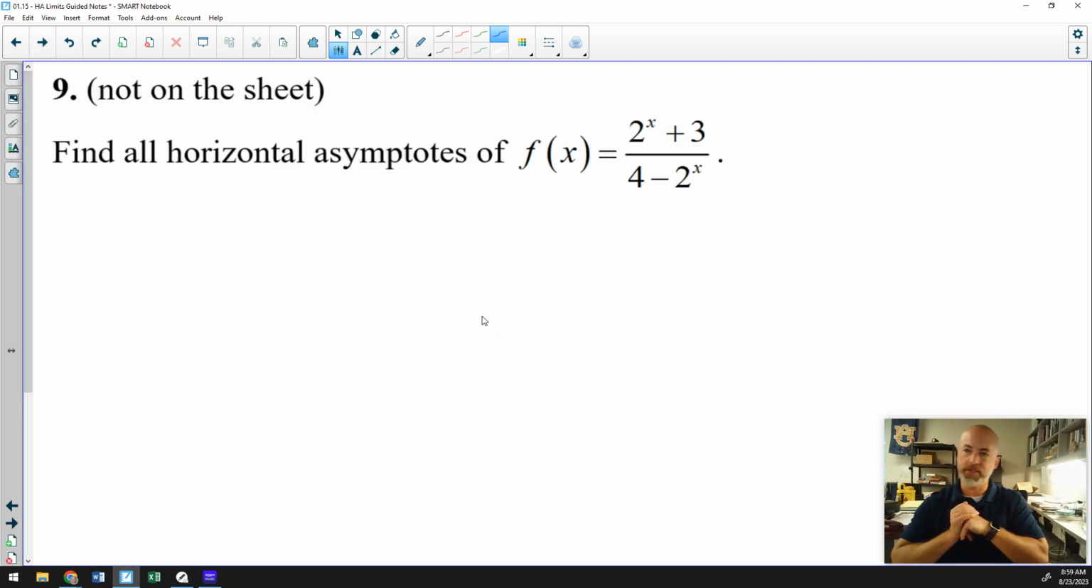It's a good question. And I'm simply going to say that if you're ever asked to find all horizontal asymptotes, you must consider x goes to +infinity and -infinity, because this is an example of a function that has two different horizontal asymptotes in each direction.